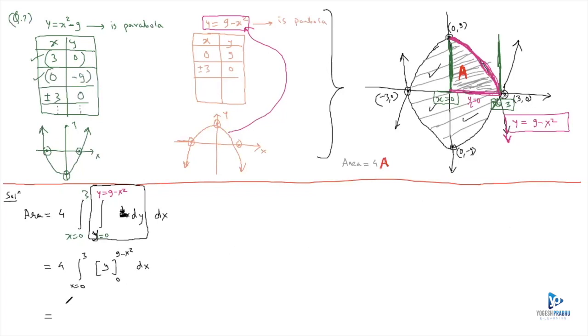Go ahead. 4 times, x equals 0 to 3, 9 minus x squared minus 0. Tell me, area equals 4 times.